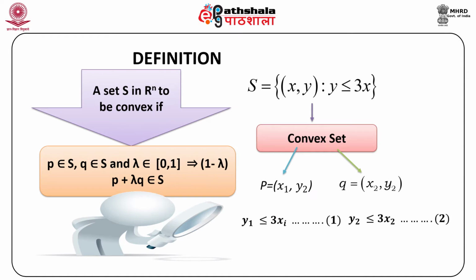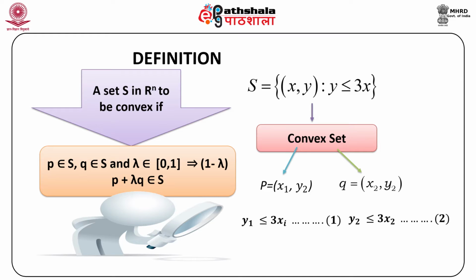We can now define a set S in Rn to be convex if P belonging to S, Q belonging to S, and lambda belonging to [0, 1] implies (1 minus lambda) times P plus lambda Q belonging to S. Let us now use this definition to show that S equal to the set of (x, y) such that y is less than or equal to 3x represents a convex set.